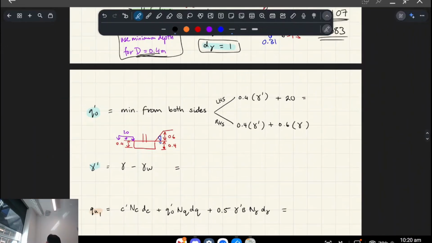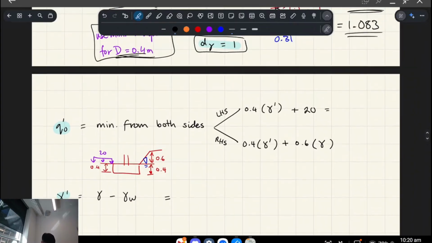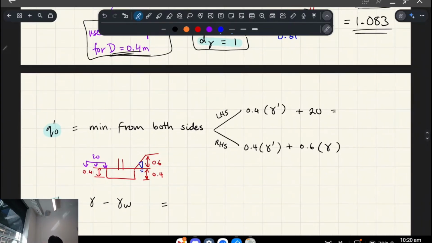Okay. So now we're considering the surcharge on both sides, right? So we want the minimum surcharge on both sides, right? And we know the water table is over here, right? And we know on the left we have surcharge of 20, right? So if you have more surcharge, in the context of Hansen equation, it gives you a higher bearing capacity. So if we're taking the minimum from both sides, that means we're taking the least amount of surcharge, right? We're trying to find the lowest surcharge value to plug in.